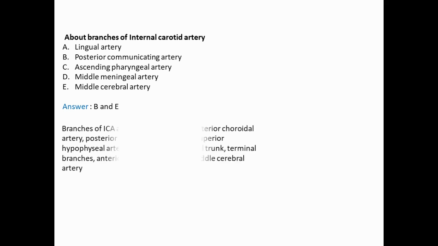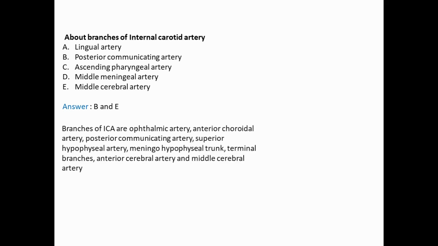Next question. About branches of internal carotid artery: lingual artery, posterior communicating artery, ascending pharyngeal artery, middle meningeal artery, and middle cerebral artery. Yes, the answer is B and E. Posterior communicating and middle cerebral artery are branches from the internal carotid artery, while the other branches are from the external carotid artery. Branches of internal carotid artery are ophthalmic artery, anterior choroidal artery, posterior communicating artery, superior hypophyseal artery, meningohypophyseal trunk, and terminal branches: anterior cerebral artery and the middle cerebral artery.